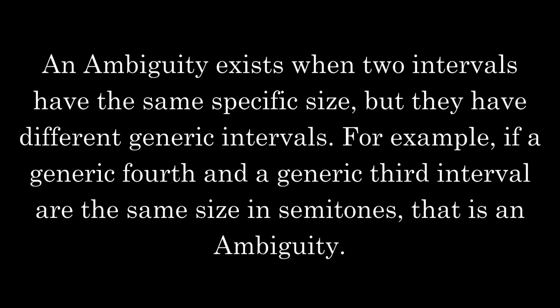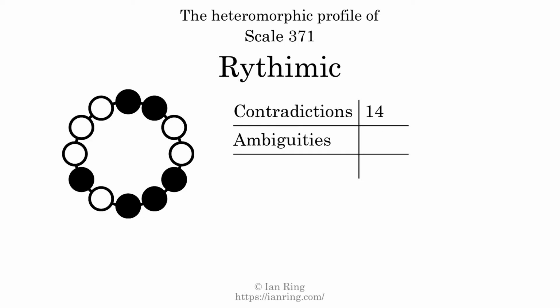An ambiguity exists when 2 intervals have the same specific size, but they have different generic intervals. For example, if a generic fourth and a generic third interval are the same size in semitones, that is an ambiguity. The number of ambiguities in this scale is 19.